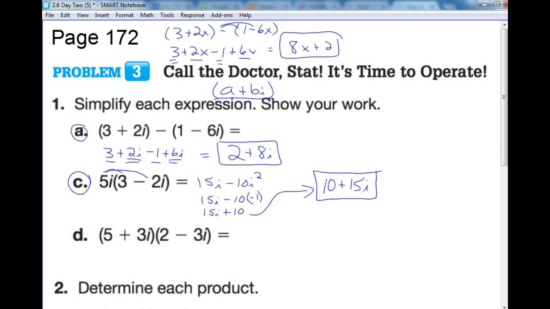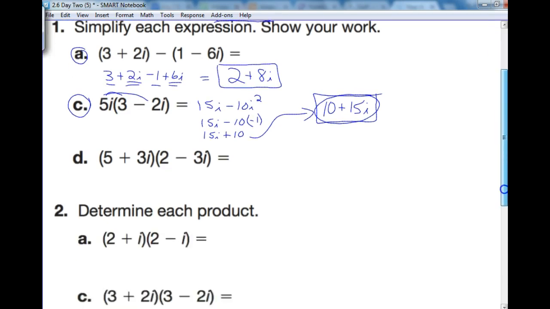And the confusing part of a complex number is this is a number, this whole thing. It's one number. It's not two, even with the addition between it. It's one thing. It's one complex number. Okay? How about the bottom one there, D?